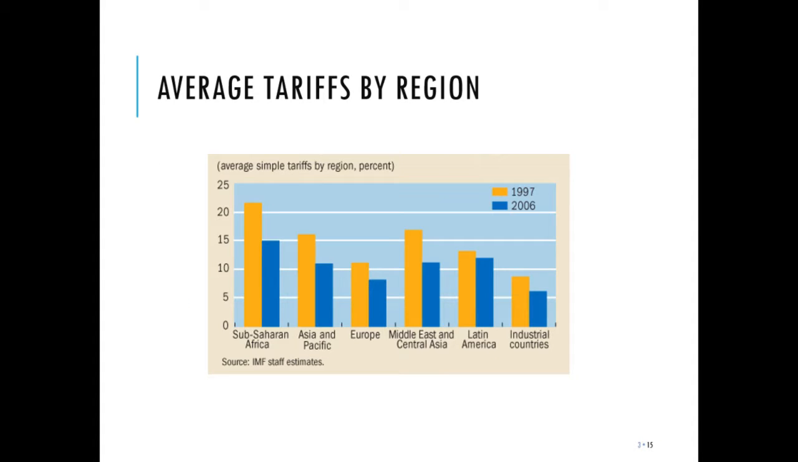This graph shows the level of tariffs charged by region. The general trend has been to reduce tariffs, and industrialized countries tend to charge lower levels of tariffs than the rest. Currently, Sub-Saharan Africa charges the highest tariffs.